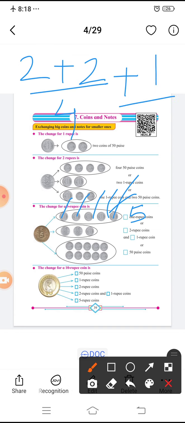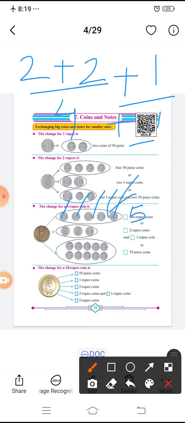So 4 plus 1 is 5 rupee. So how many coins are needed? 2 2 rupee coins are needed and 1 rupee coin is needed. So it makes 5 rupee. Okay. Now it is 50 paise. Correct? Now 50 paise, it is 5.